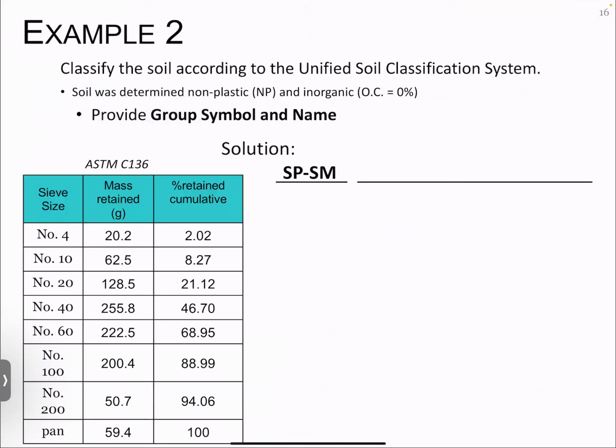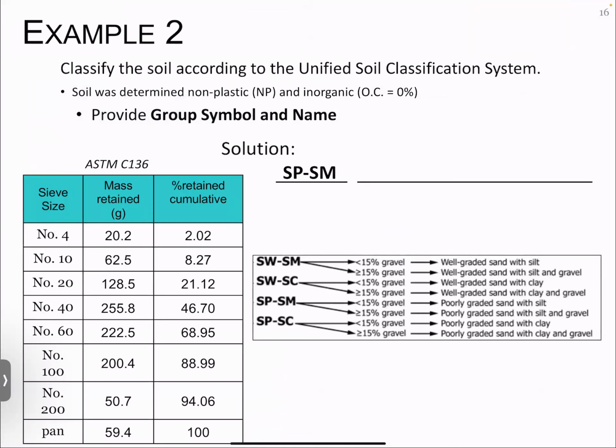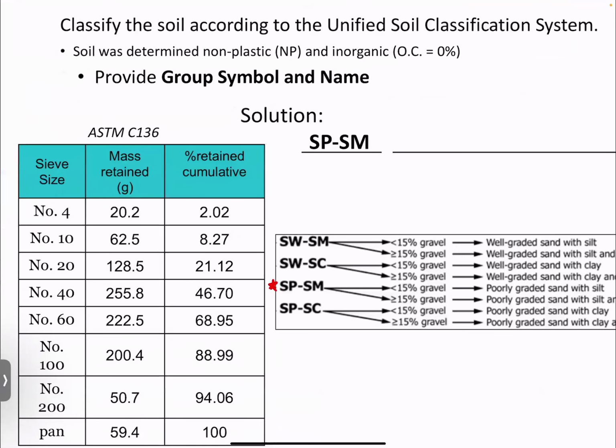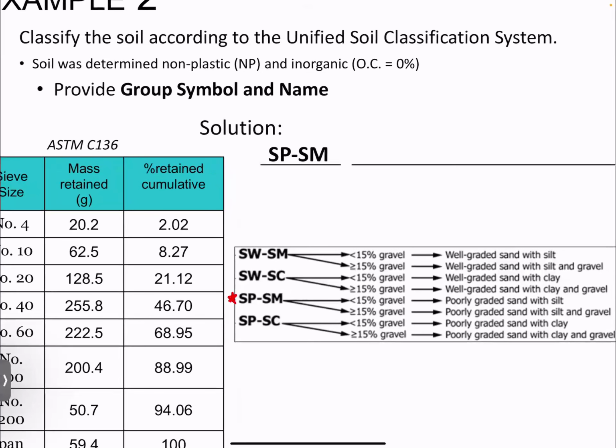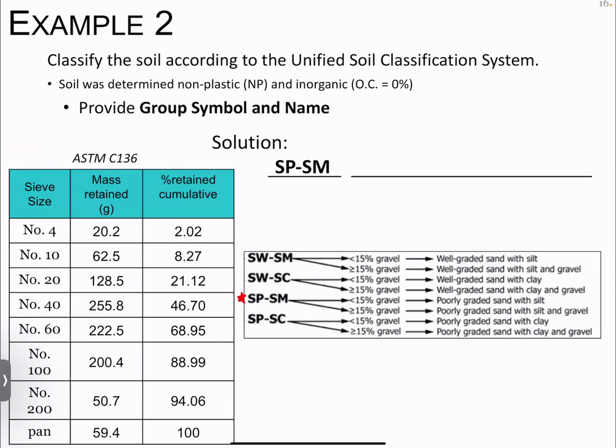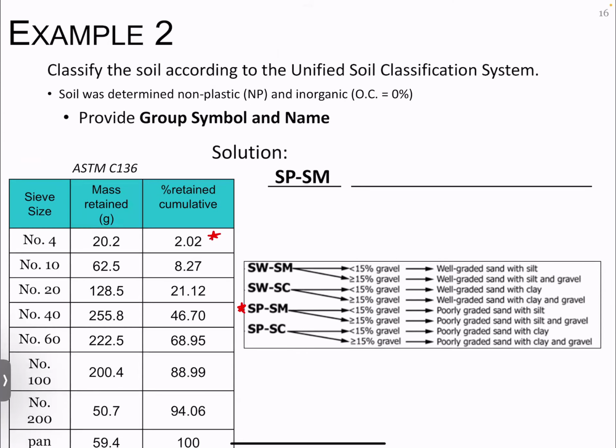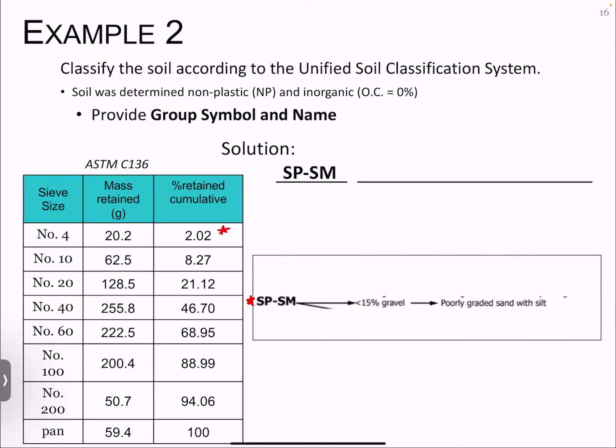All right, so we're asked to find the entire name now. We need to go additionally into our secondary little flow charts from the ASTM to find this. We see the SP-SM line right here, and we want to see if it has enough gravel that we have to distinguish that in the title. Does it have greater than or less than 15% gravel? Less than, right here. So it has less than 15% gravel. What we would call this is just a poorly graded sand with silt.